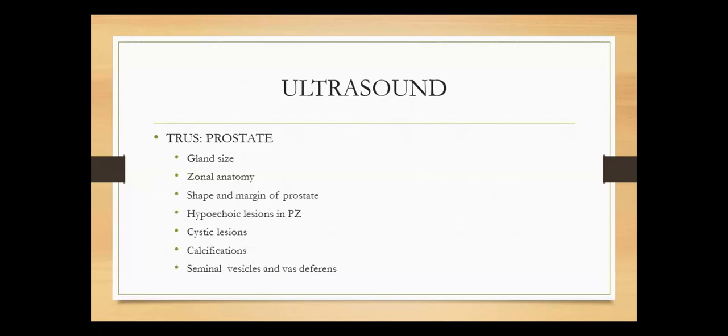The transrectal ultrasound gives us very valuable information, starting with the gland size, which we will later use to determine whether a patient should get a TURP or an open prostatectomy. It's also helpful in telling us about the size, shape, and margins of the prostate, and hypoechoic lesions in the peripheral zone, which might be suggestive of malignancy. Along with that, a good number of other things such as calcifications, seminal vesicles, and the vas.